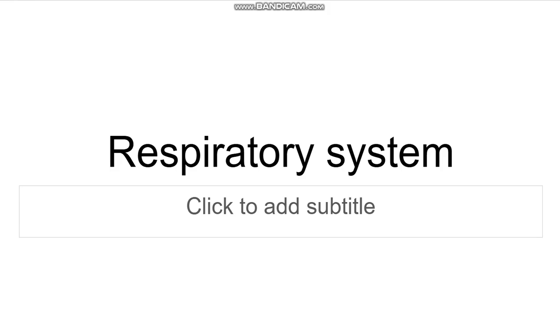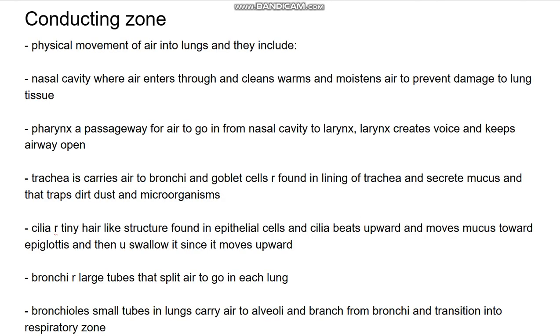So today we're going to talk about the respiratory system and its structures in the zones. The first zone is the conducting zone, and it's basically the physical movement of air entering your lungs, and there are structures that are part of that. The first structure is the nasal cavity, and it basically warms, filters, and moistens your air as it enters your lung to prevent damage to lung tissue.